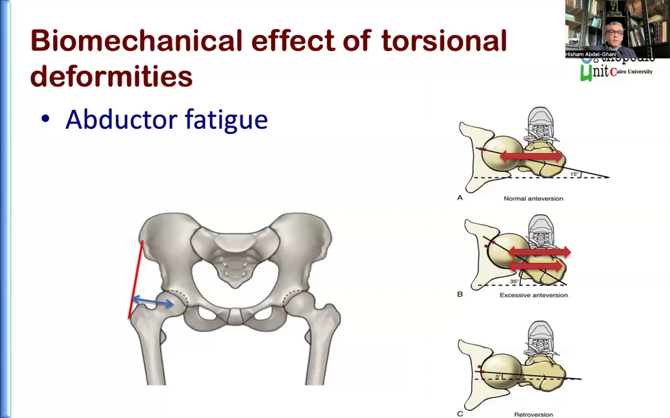Also, some parents notice that the child can adjust his gait during walking, but once he goes upstairs or downstairs, he has to do intoeing because this gives more advantage for the abductor muscle and improves the abductor muscle power.